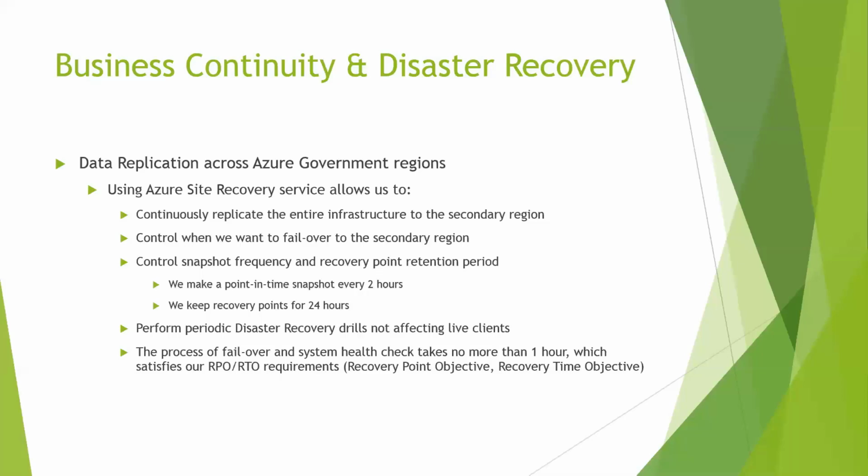And as mentioned, our process to fail over and to have the system back and going, update DNS records, and get system health checks in place takes no more than 1 hour. And most times it's 15 to 20 minutes to get back going from the failed over region. With data replication and these snapshots every 2 hours, you have a maximum 2-hour difference in data replication between the primary and the secondary.